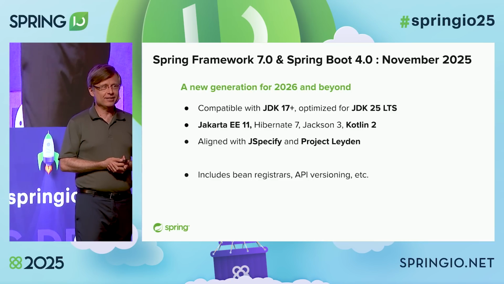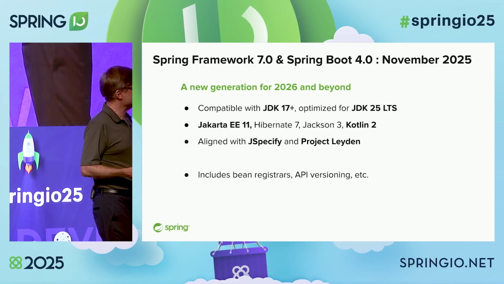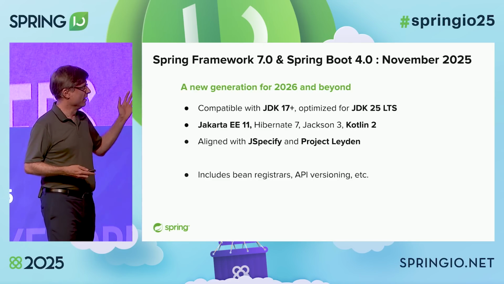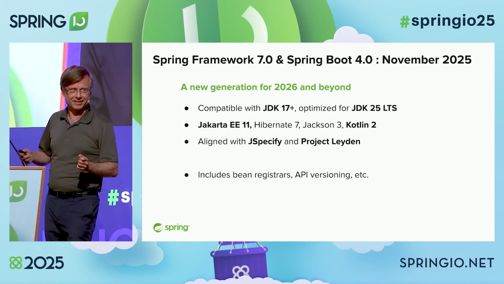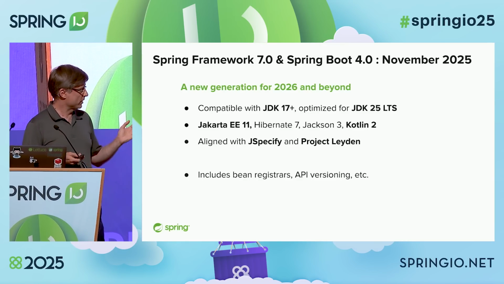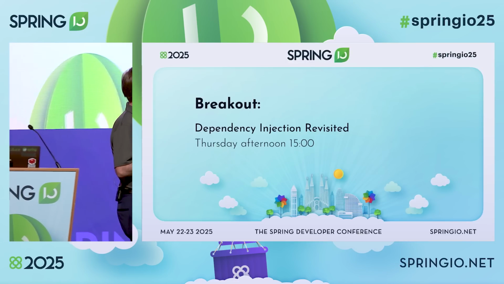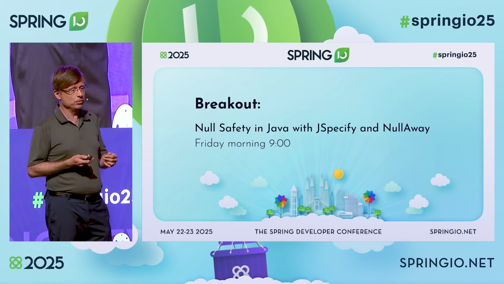But let's not forget that, of course, we also work on programming model features, bean registrars, to be mentioned in my breakout later today. And you'll hear actually more about other Framework 7 topics, even on this keynote stage, for example, API versioning. So talking about breakouts, just for a moment, that's my dependency injection revisited breakout this afternoon.